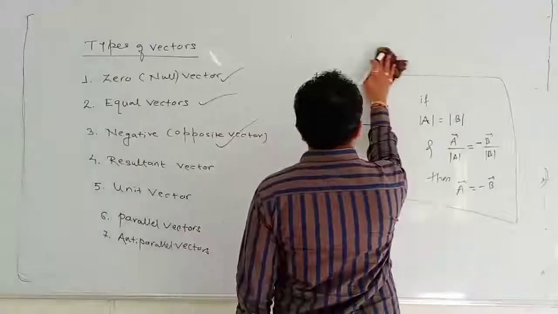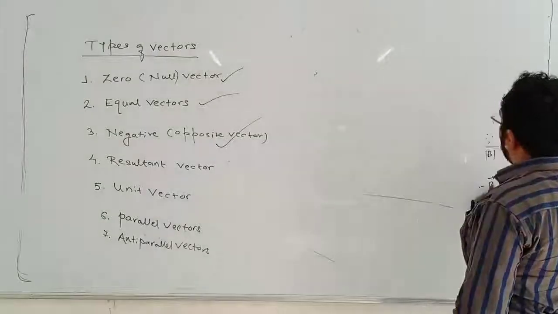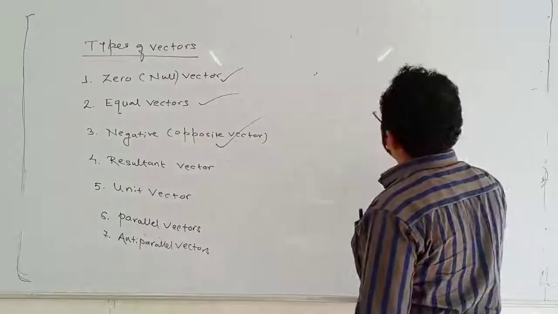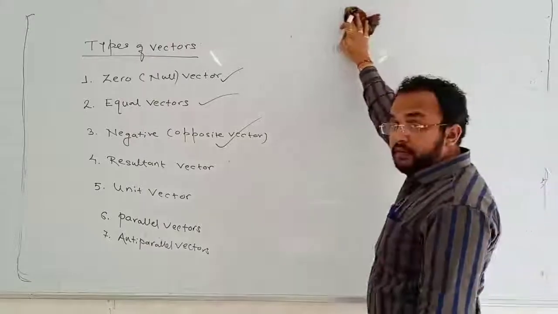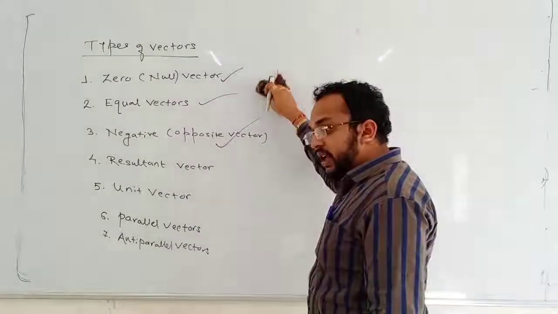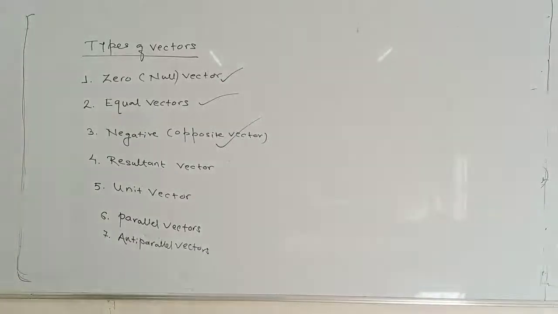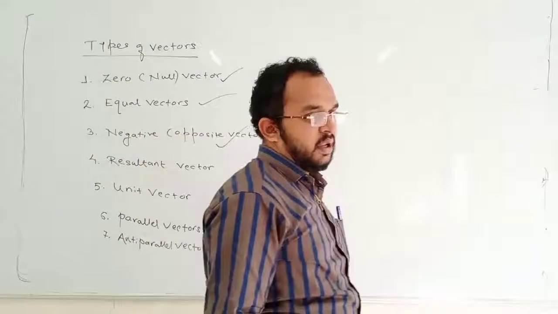Next one, fourth, resultant vector. A resultant vector is a single vector which produces the same effect as that of all the vectors.